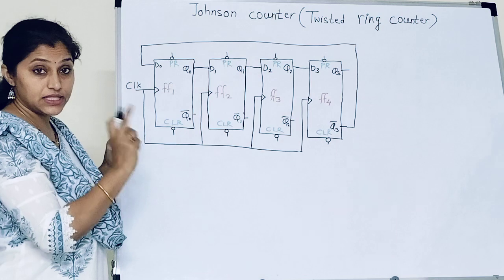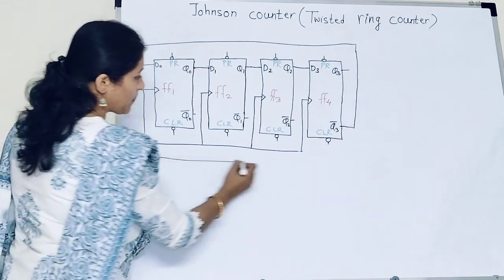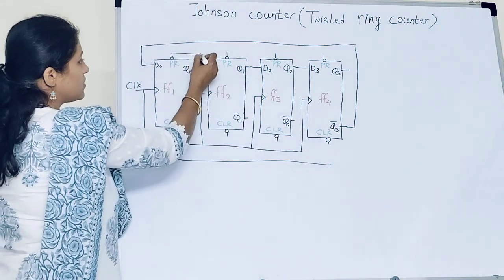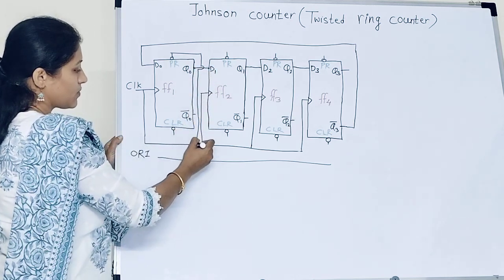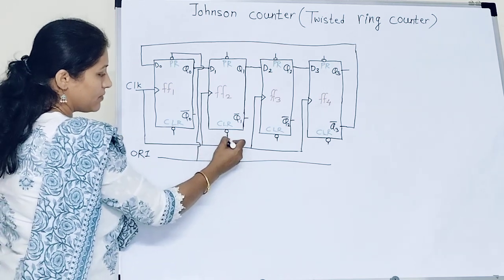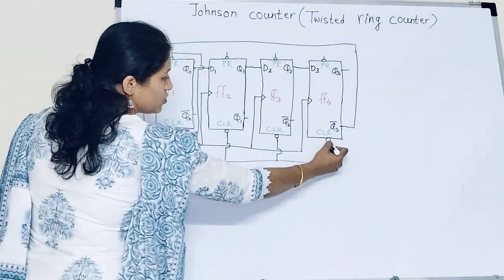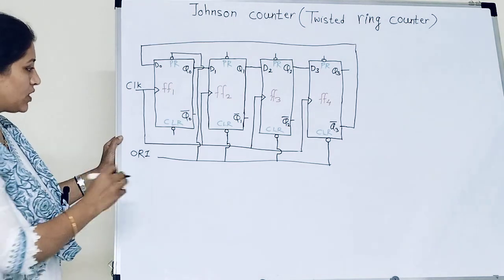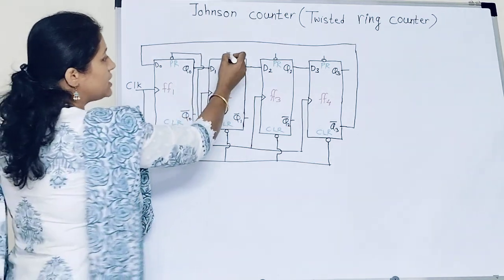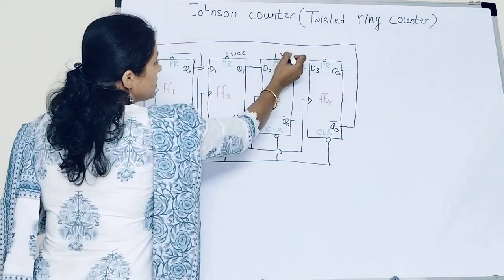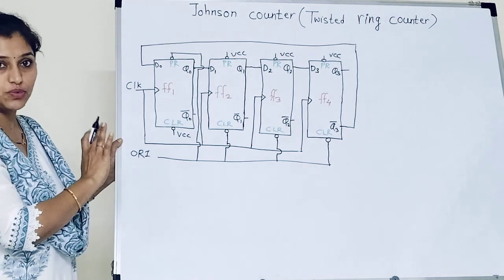For that I need to connect preset to 0. So I'll take overriding input ORI. I'll connect this preset to ORI. And I'll make contents of remaining flip-flops 0. So I'll connect clears to this overriding input, and here this clear will be connected to VCC so that it will remain disabled, and these presets are connected to VCC so that they will also remain disabled. This is an implementation of twisted ring counter.